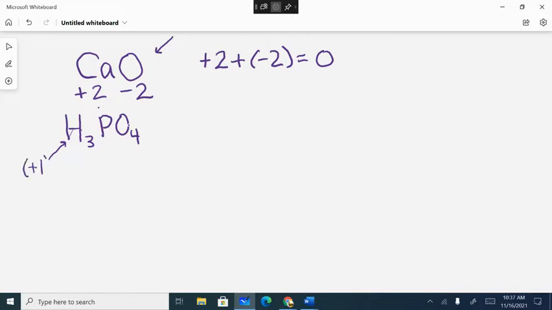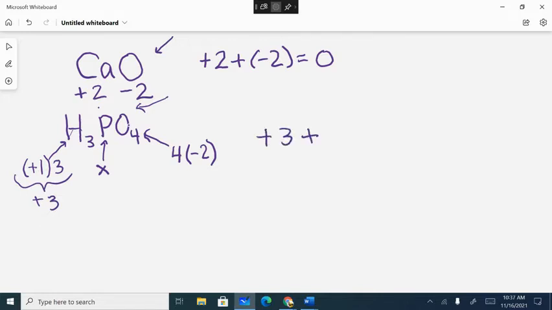So I've got 3 hydrogens that are each a plus 1 in front. I don't know what phosphorus is in this particular case, but oxygen's one we can usually count on to be a minus 2. There is no number up here, so this is a compound, so they all add up to 0. So it's going to be plus 3 from hydrogen, one phosphorus, which we're going to call X, 4 oxygens that are each minus 2, and set it equal to 0.